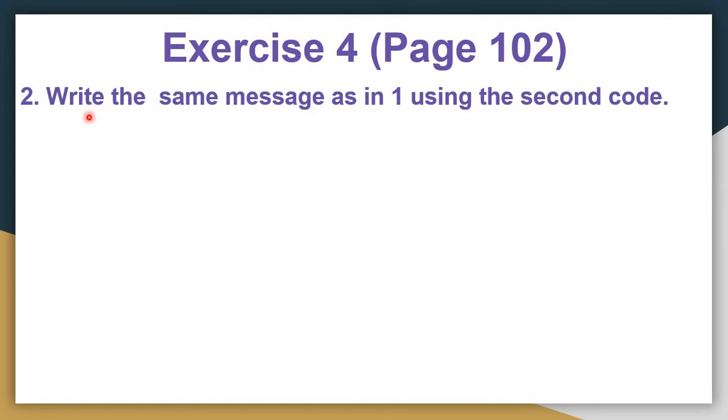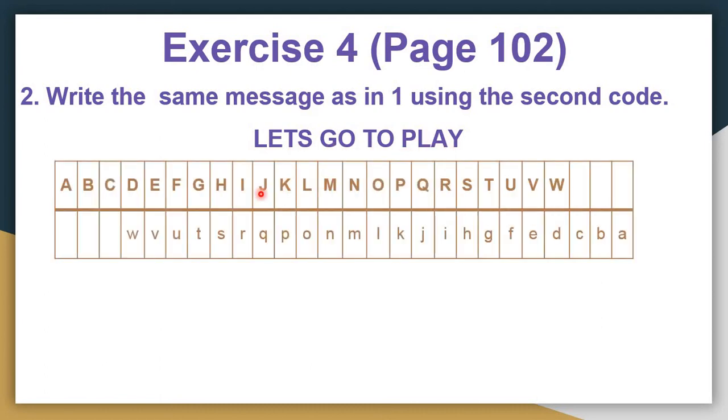It says, write the same message as in 1 using the second code. Now kids, in question number 1, we have decoded the message, let's go to play. Now, this is the second code given in your book. That means this is the decoder given in your book and we will use it to code the message. Now we will learn how to code a message. So, let's code the word let's first.